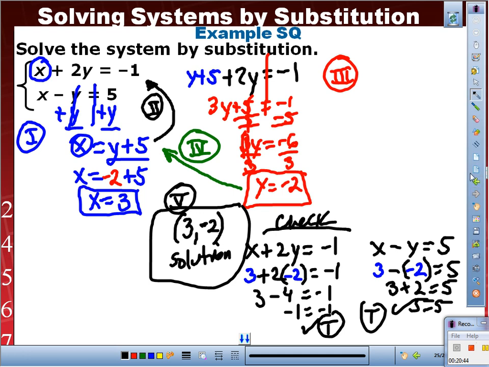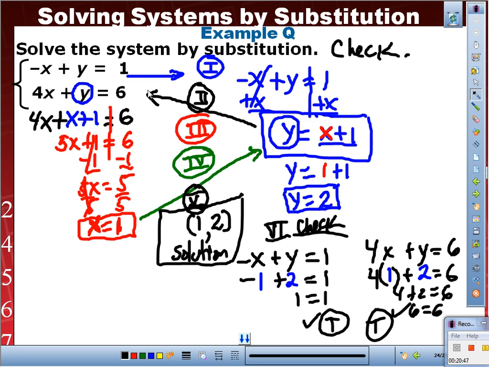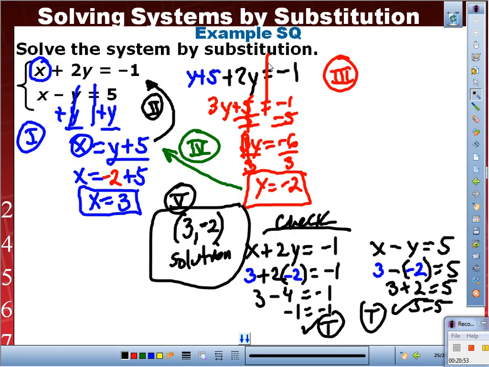Guys, look up. So on the first system, I started with the first equation and I solved for y. However, for the second system, I started with the second equation and I solved for x. So how can we generalize the very first step in solving using substitution? Talk it over with your neighbor. What would be the first step?